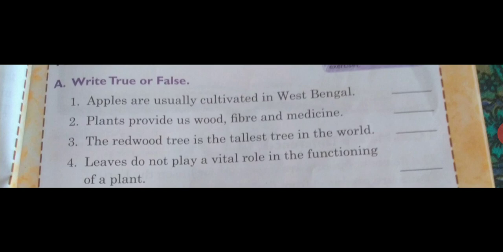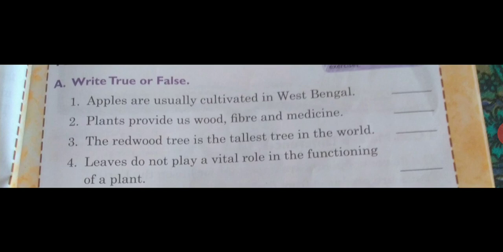This is wrong statement. Apples are usually cultivated in the states like Kashmir and Himachal Pradesh. So write here false. Next, plants provide us wood, fiber and medicine. Yes, this is right statement, correct statement. We get wood, fiber and medicine from plants. So write down here, true.